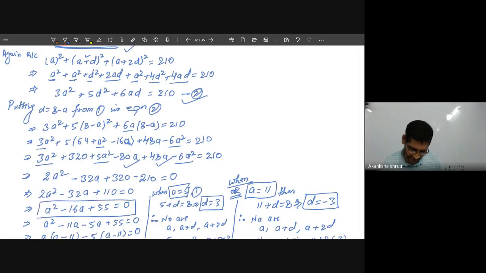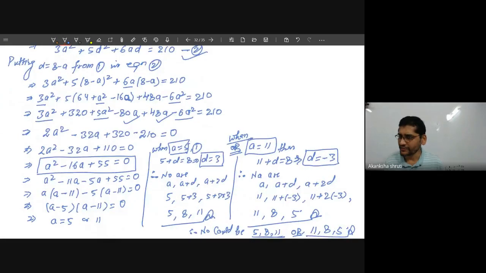So quadratic equation, how to solve? Either by quadratic formula or go for splitting the middle term. I have preferred the middle term. This way I have obtained the value of A. Then after A, I have used equation 1 to calculate the value of D. But A has two values, so I will also have two values of D. While taking A equals 5, we are getting D as 3. At that time, the numbers are A, A plus D, A plus 2D. They are 5, 8 and 11.